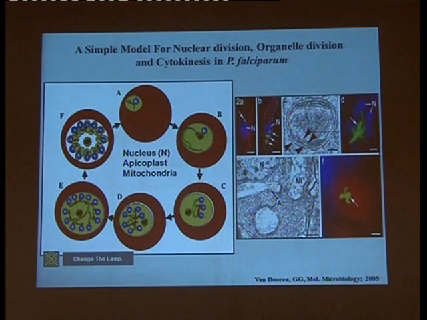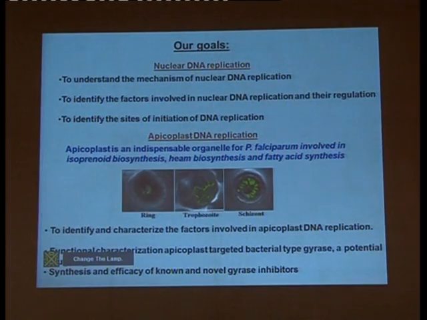Today I will mostly talk about how nuclear division takes place, and also the apicoplast. Now, what is the apicoplast? The apicoplast is a plastid-like organelle acquired by the endosymbiont pathway. It's an indispensable organelle for Plasmodium falciparum, involved in isoprenoid biosynthesis, heme biosynthesis, and fatty acid synthesis. The beauty of this is that, since it is of prokaryotic origin, there are a number of enzymes which are strictly present in prokaryotes, including a bacterial-type gyrase present in Plasmodium falciparum.